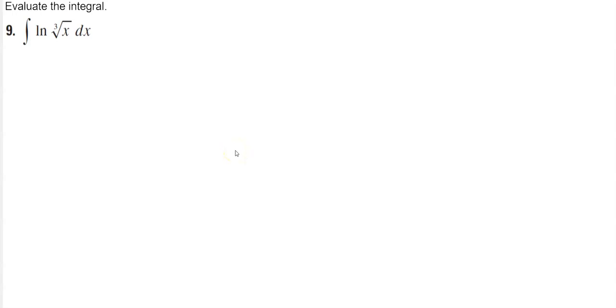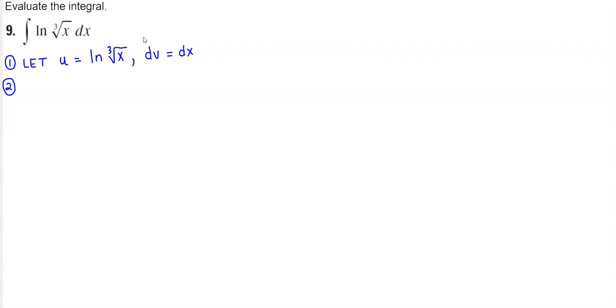Okay, evaluate the integral. So what we want to be able to do is do this by integration by parts. So we have the integral of the natural log of the cube root of x dx. Okay, so let's go ahead and decide what we are going to let u equal and what we are going to let dv equal. Well, we can see here that we're going to let u equal the natural log of the cube root of x, and then dv is going to equal dx.